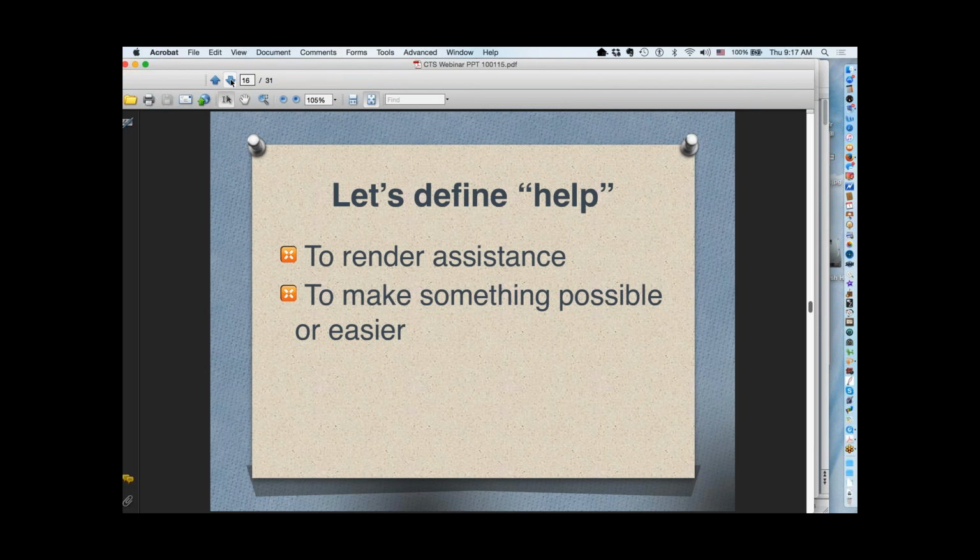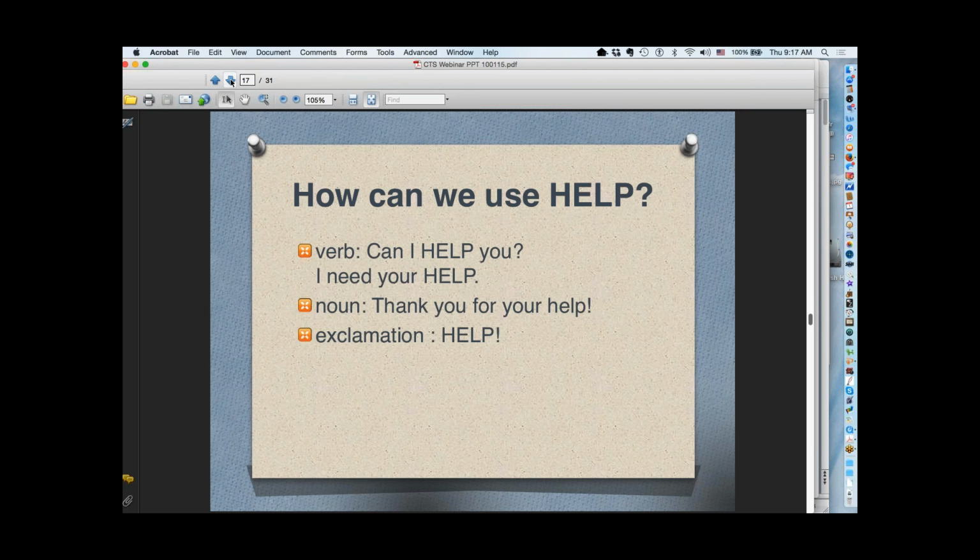Help, in its most simple form, just means to give someone assistance. It means to make something possible for them, or it means to make it easier. On the face of it, it's not a complicated word. And we can use it in a whole variety of ways.